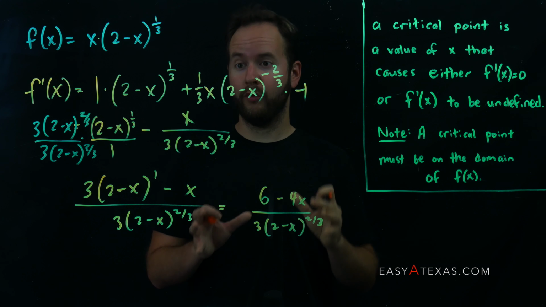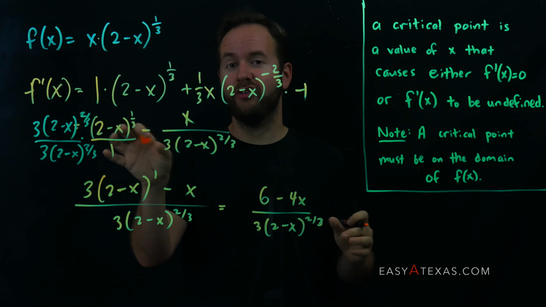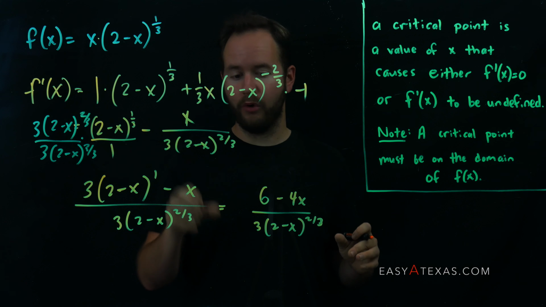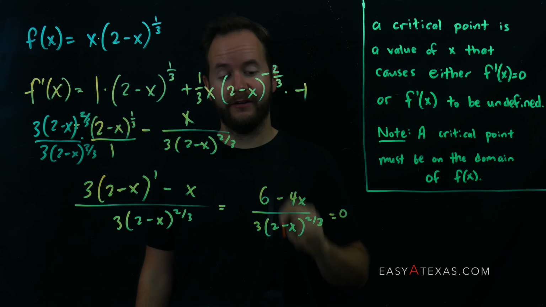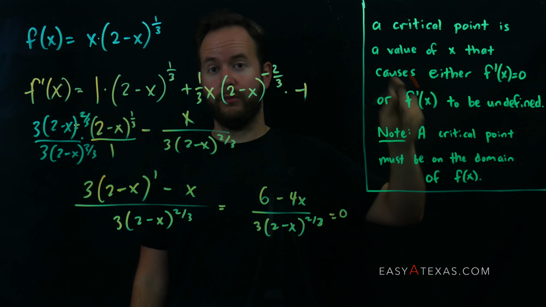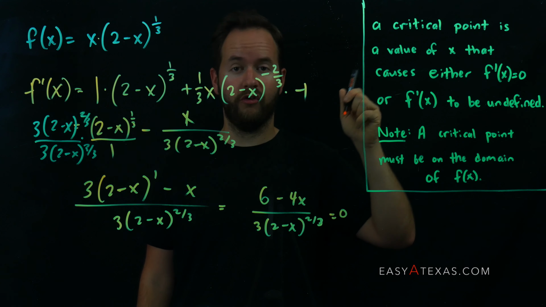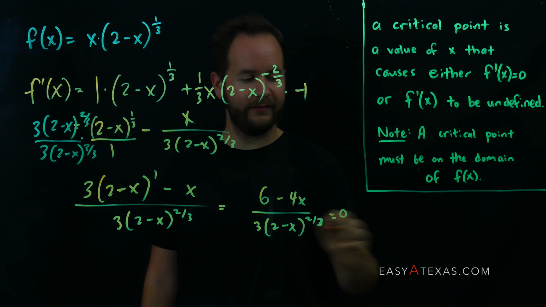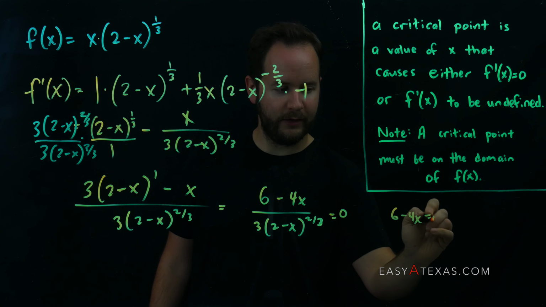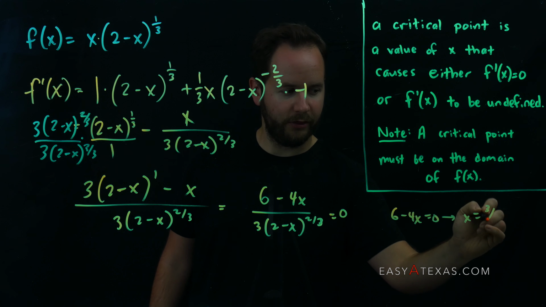Okay, I know it's a lot of work because the derivative was the easy part, but then the algebraic simplification was probably a lot more work, because now it's a lot easier to figure out when this is equal to 0 and when it is undefined, because after all, that is the definition of a critical point. A critical point is the value of x that causes the derivative to be 0 or undefined. Let's start by looking at the numerator. For what value of x is 6 minus 4x equal to 0? Well, that would be x equals 3/2.